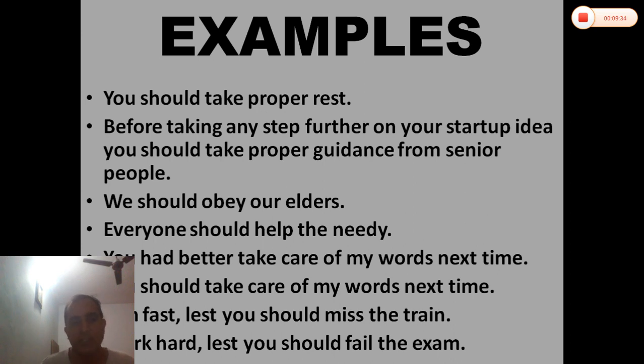Run fast lest you should miss the train. In lest clauses you always use should. You don't use any other modal in lest clauses. Work hard lest you should fail the exam.